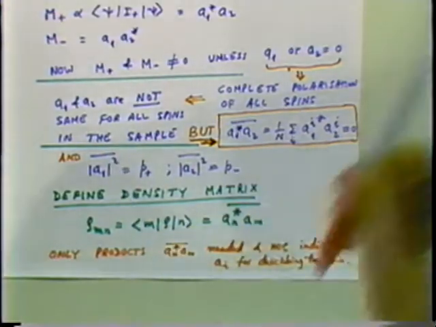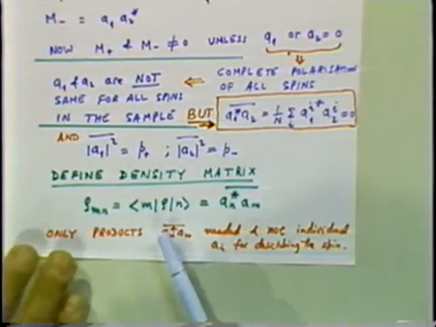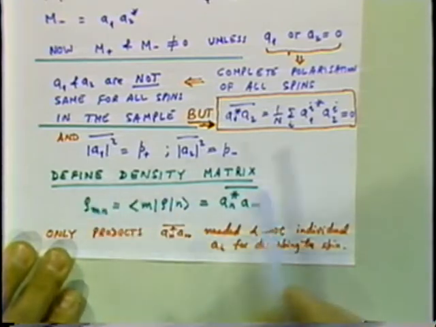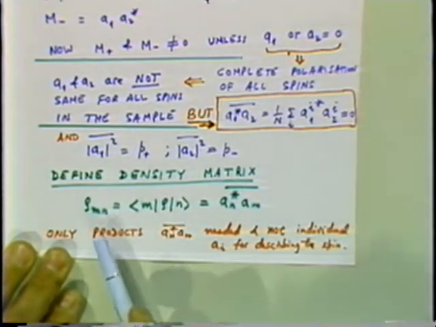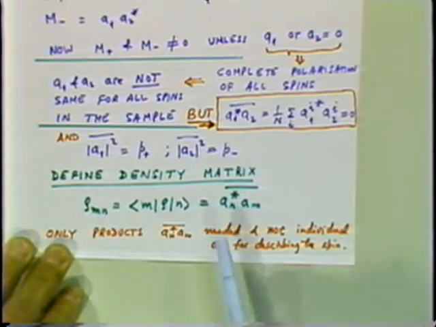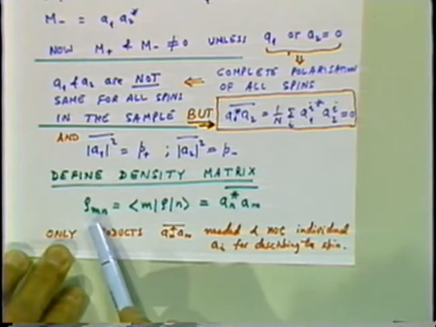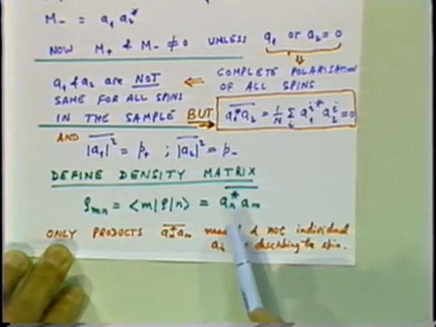I don't want to go into the reason why it's called density matrix. It's something to do with classical mechanics, but it is basically a matrix, and we define a matrix element of this density matrix, rho mn, equal to an star am. And please notice that the subscripts here, mn, are in opposite order to nm here.